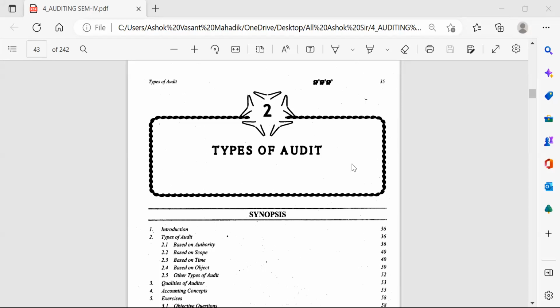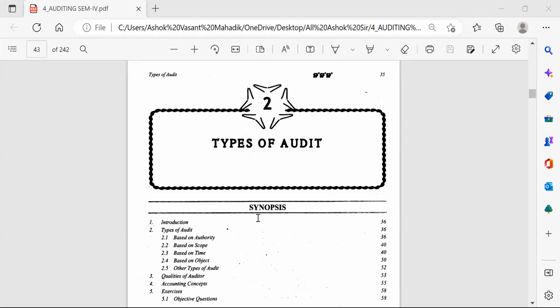Now, in the previous chapter, we saw what is auditing. Auditing is nothing but examination of books of accounts and related documents to ascertain the authenticity of financial statements drawn from books of accounts, right? Now, this chapter, types of audit, will tell you what are the different types of audits. Okay.